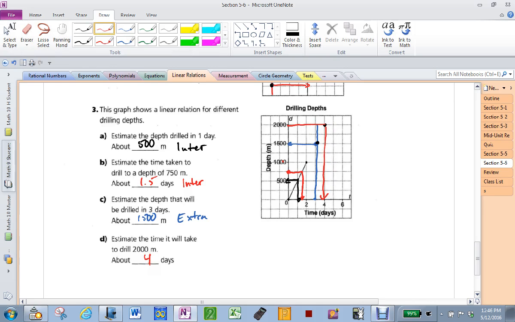Can everybody do it? It's so not difficult, is it? You just look on whichever axis that you have the information for and go to the line. And then go back to the other axis. Easy. Right? Okay. That's it.